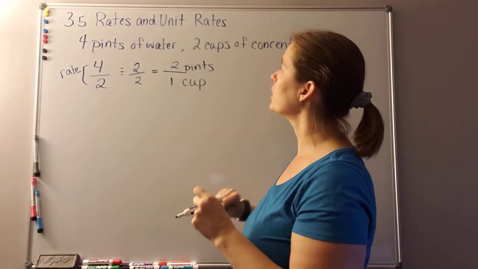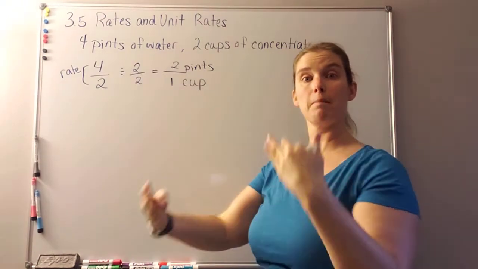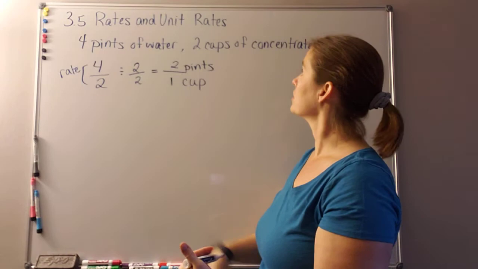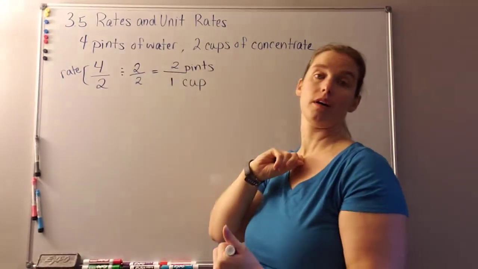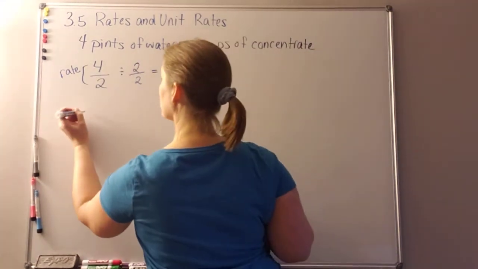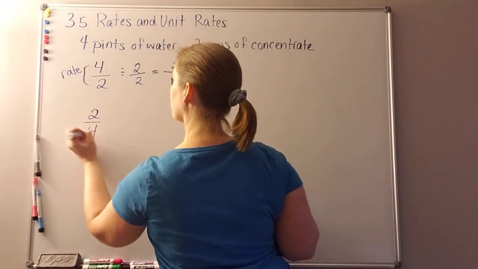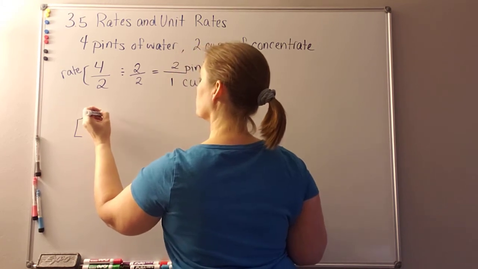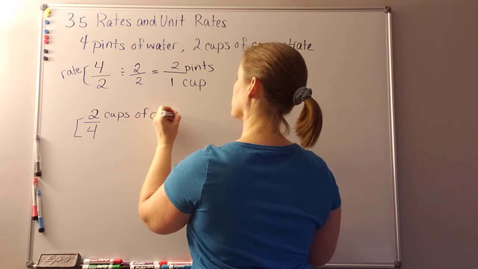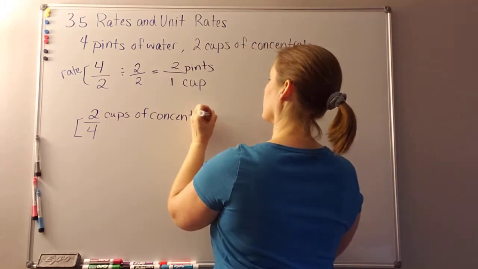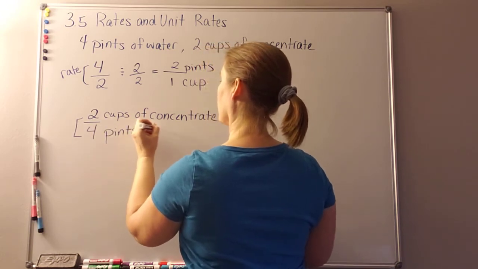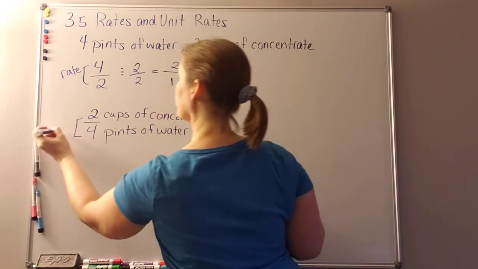Now, what if we wanted to find the unit rate of cups of concentrate to pints of water? I said that backwards. Well, we could do that as well. So now our rate is going to start out at 2 to 4. 2 cups of concentrate to 4 pints of water. Now this is our rate.